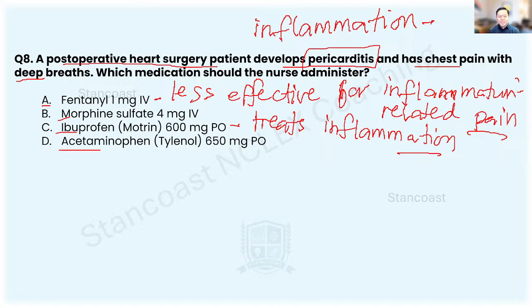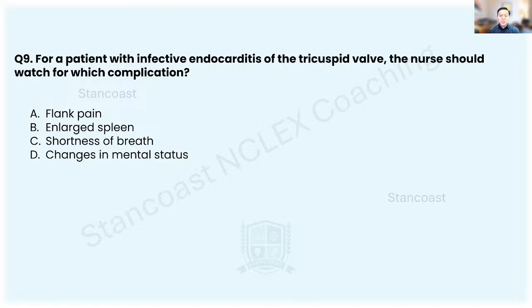Okay. Number 9, for a patient with infective endocarditis of the tricuspid valve, the nurse should watch for which complication. We are looking for a complication here, guys. Infective endocarditis of the tricuspid valve. The nurse should watch for which complication. Is it A, flank pain? B, enlarged spleen? C, shortness of breath? Or D, changes in the mental status?